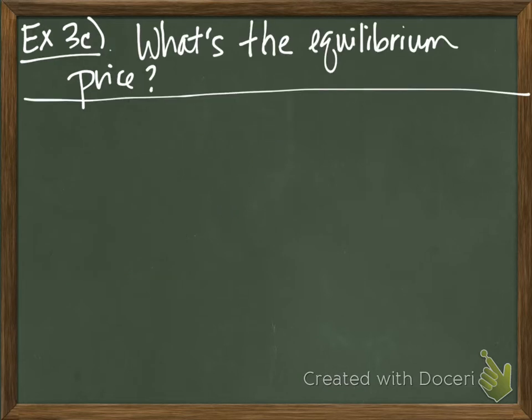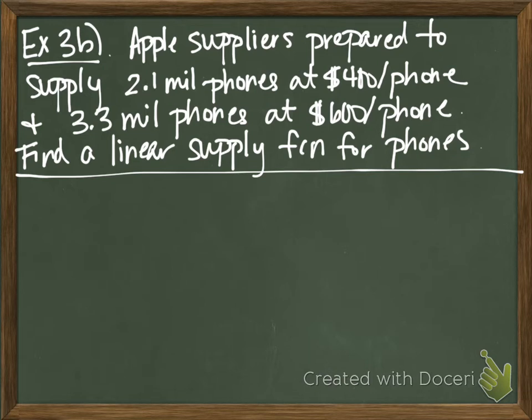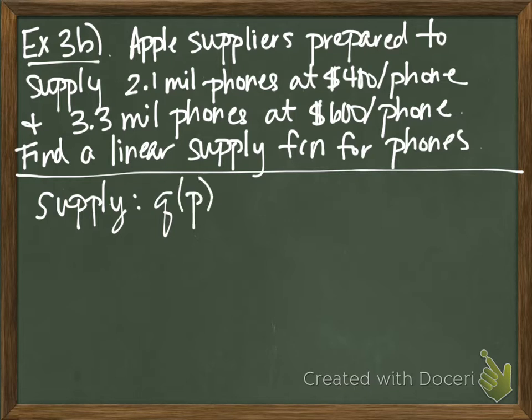So let's go back now to B. So now suppliers are prepared to supply 2.1 million phones at $400 a phone, or 3.3 million at $600 a phone. So now we want a linear supply function for the phones. Again, we want a supply function where our independent variable is the price. We're going to use Q again to give the quantity supplied. P is going to be the price. And we want to use the same units that we've been using for demand.